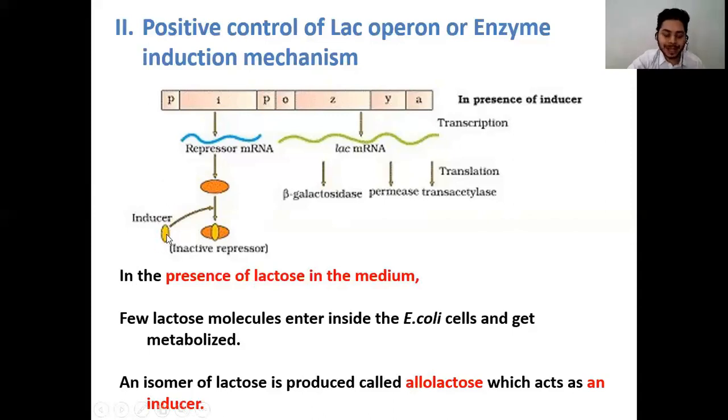Now this allolactose has the ability to bind to your repressor proteins. Now once the allolactose binds to your repressor proteins, my repressor proteins will be immediately inactivated. And therefore the function of these repressor proteins will not be served. And therefore these repressor proteins are going to see a change in their conformation. So once the inducer binds to the repressor proteins, the conformation of the repressor protein changes.